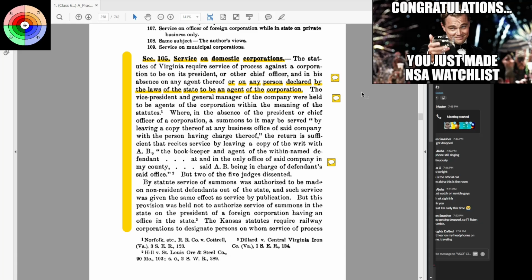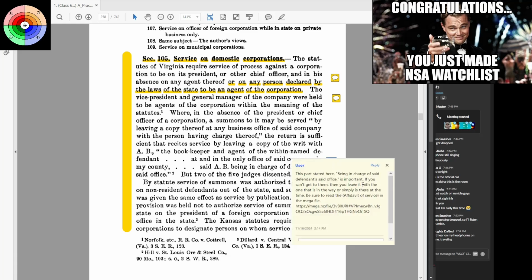The return is sufficient that recites service by leaving a copy of the writ with AB, quote, the bookkeeper and agent of the within named defendant at and in the office of said company in my county, such and so forth, said AB being in charge of defendant's said office. In charge of defendant's said office. Okay, so if you're in charge of the office, then you're the one that can take service if, say, it's the office of the president of that corporation. So this part stated here, being in charge of said defendant's office, is important. If you can't get to them, then you leave it with the one that is in the way or simply is there at the time.